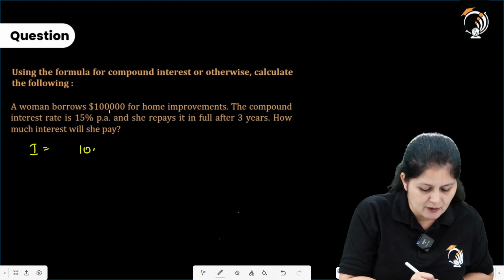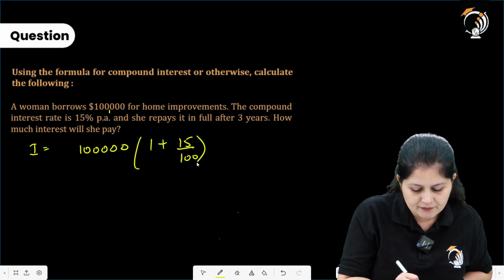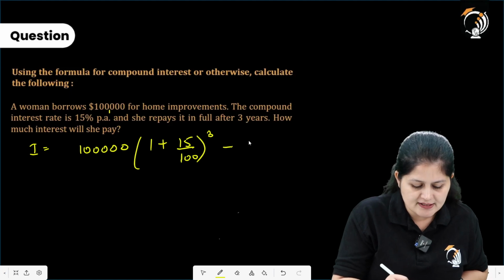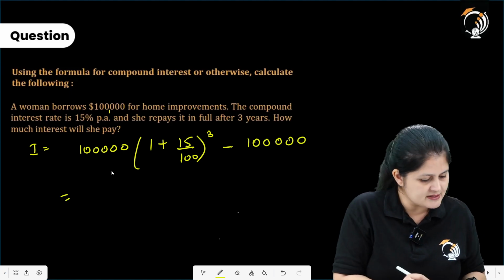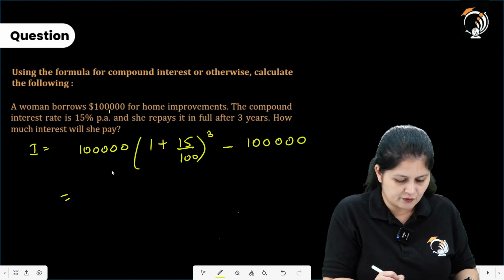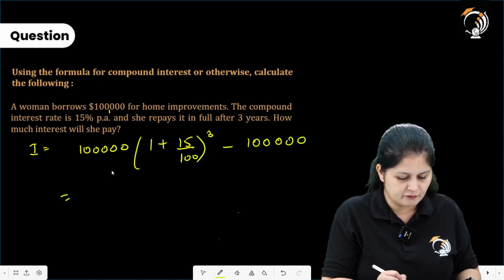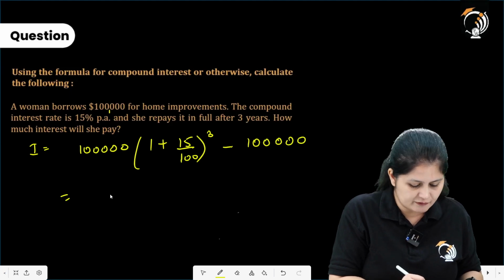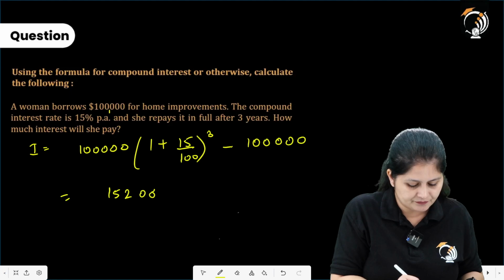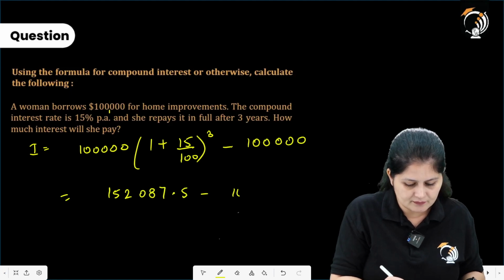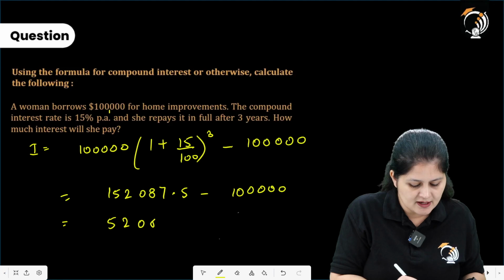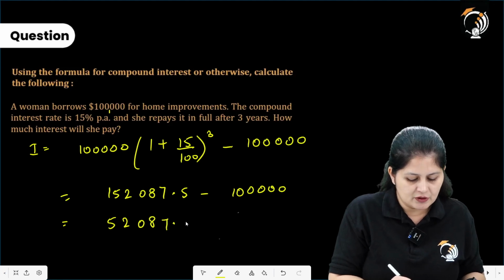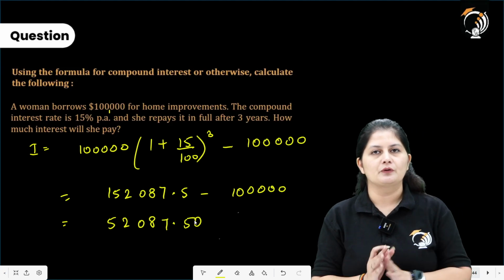So that is going to be the amount that she has borrowed, 1 plus the rate of interest over 100, raised to the power 3, minus the principal amount. So let's do this calculation. We are getting this as 115 over 100, the cube of it. After doing the calculation, if we talk about the interest that she is going to pay, it is $52,087.50. Okay, clear?